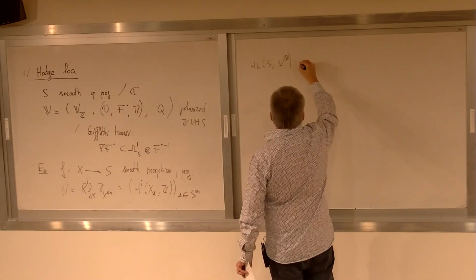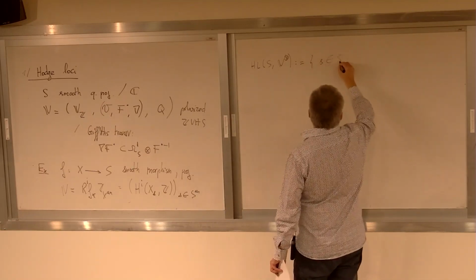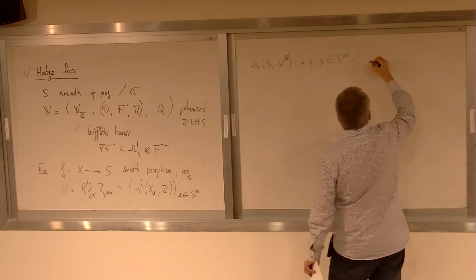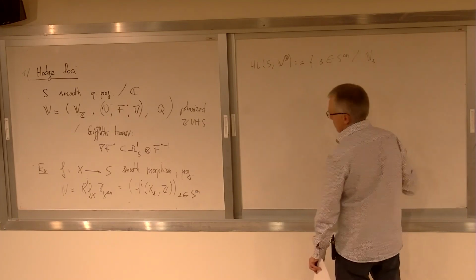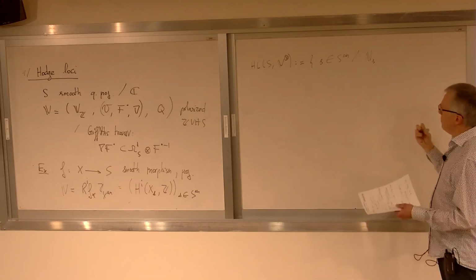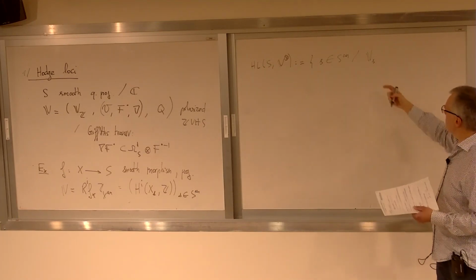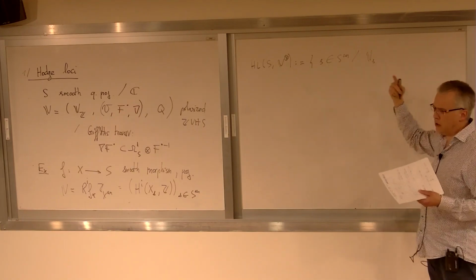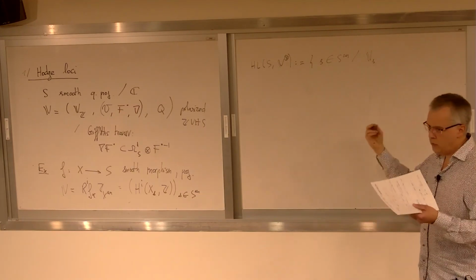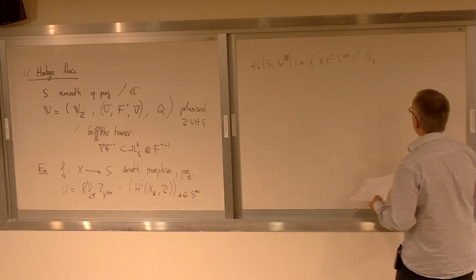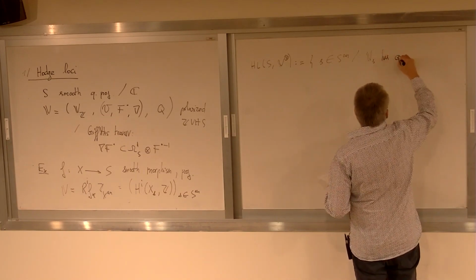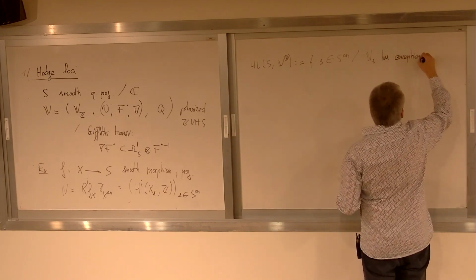This is the set of points in the base such that if I look at the fiber at that point, which is a Hodge structure, and I look at all the possible tensor powers of this Hodge structure with its dual, then it has more Hodge classes than the very general fiber. So, exceptional Hodge tensors.